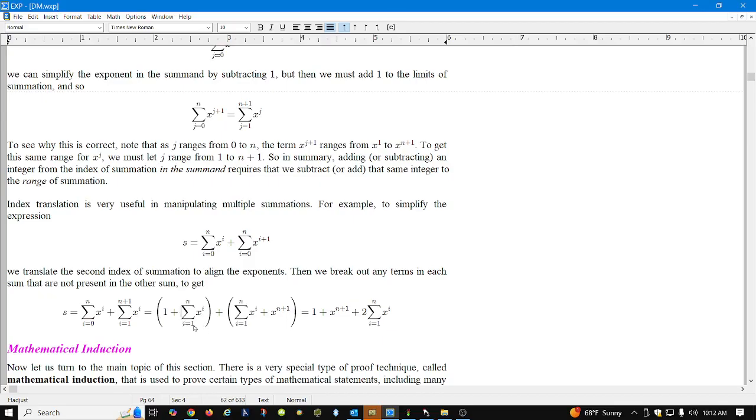Now it starts at i equals 1. The upper limit hasn't changed. For the second summation, the term I have here that's not in the first summation is the final term, the last term, x to the n plus 1. So I pull that out, and drop the upper limit by 1. And I can gather together these loose terms, and I have then the same summation in both places, so it's twice that.